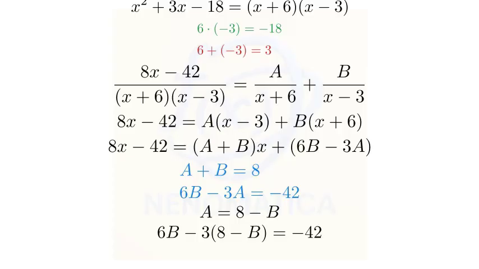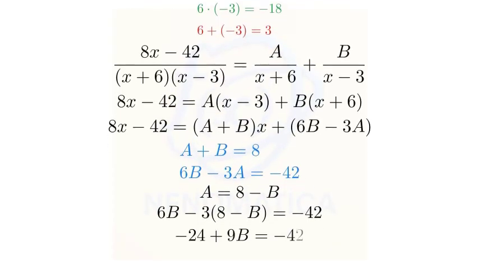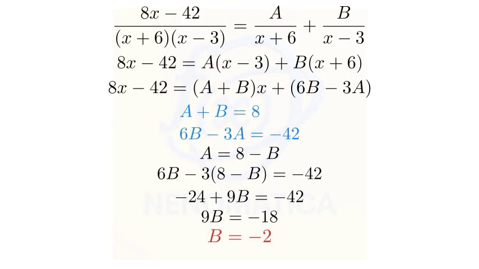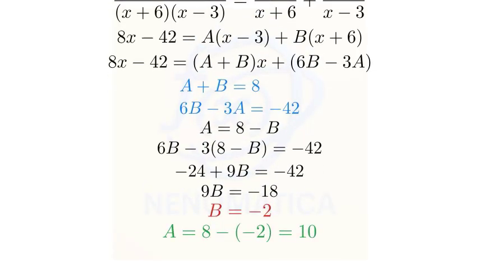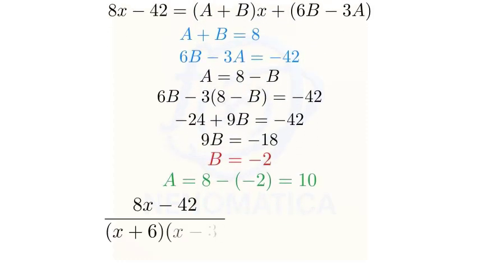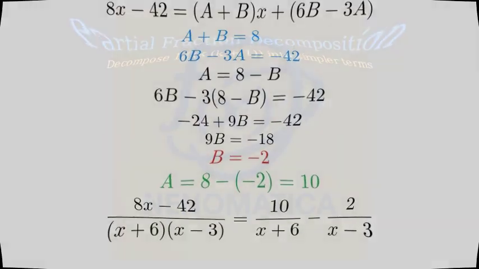6b minus 3 times (8 minus b) equals negative 42. That simplifies to negative 24 plus 9b equals negative 42. So 9b equals negative 18 and b equals negative 2. Then a equals 8 minus b equals 8 minus negative 2, which is 10. Therefore, the partial fraction decomposition is 10 over (x plus 6) minus 2 over (x minus 3).